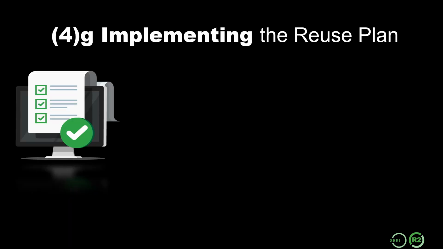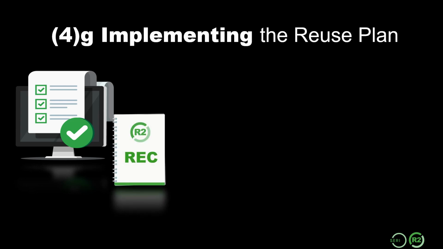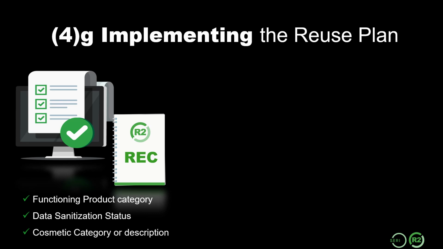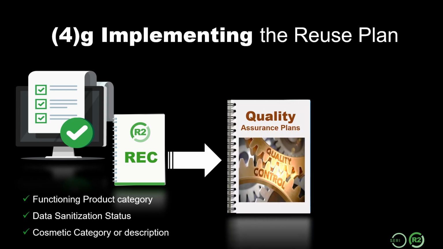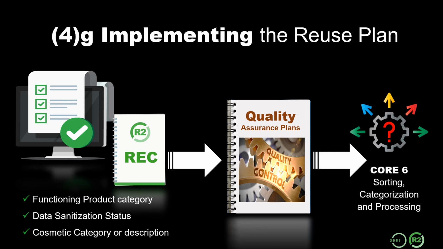Equipment or components that are successfully tested and determined to be functioning must be identified with the proper REC categories. This includes identifying and disclosing the functioning product category, data sanitization status, and providing the cosmetic category or other detailed description of the cosmetic condition. The R2 facility must also follow the process developed in their quality assurance plans to verify the assigned REC categories. And finally, after test and repair, the item will have a new and verified category. The R2 facility must then manage the equipment in accordance with Core Requirement 6 to continue processing.